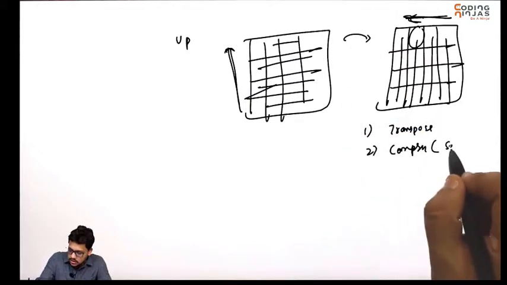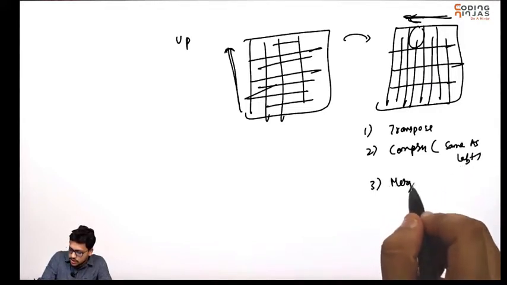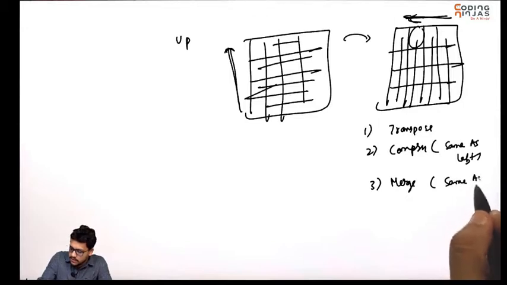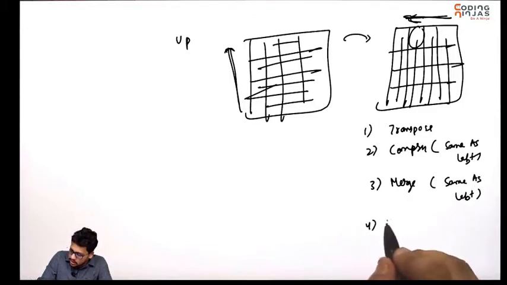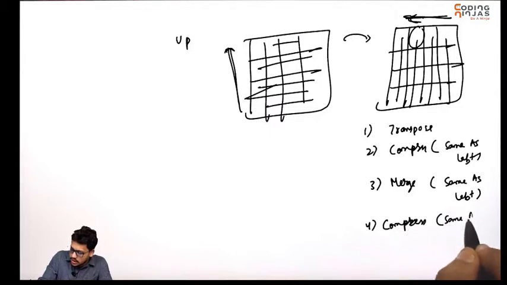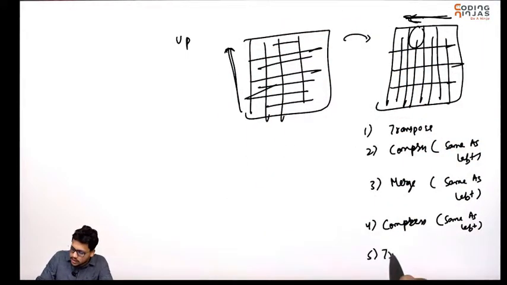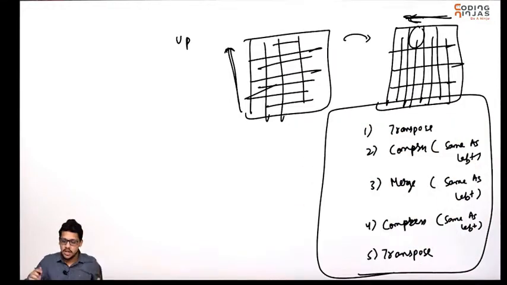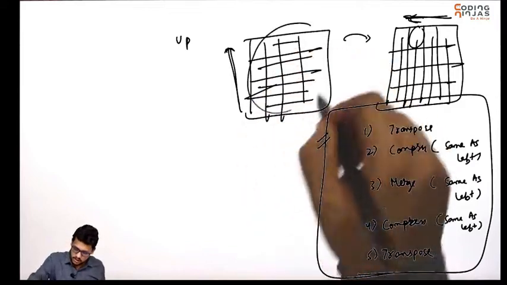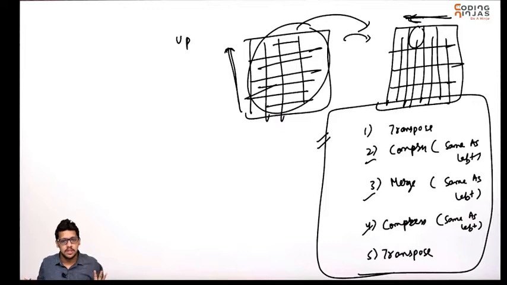Compress, same as left, then merge, again same as left, and then again compress, same as left. And in the last you need to convert into this matrix again, take the transpose again, and you are done. Take the transpose again and you are able to make the up movement. You have converted this matrix into this, apply the compress, merge and compress logic, same as in the case of left, use the same functions, take the transpose again, and you are done.